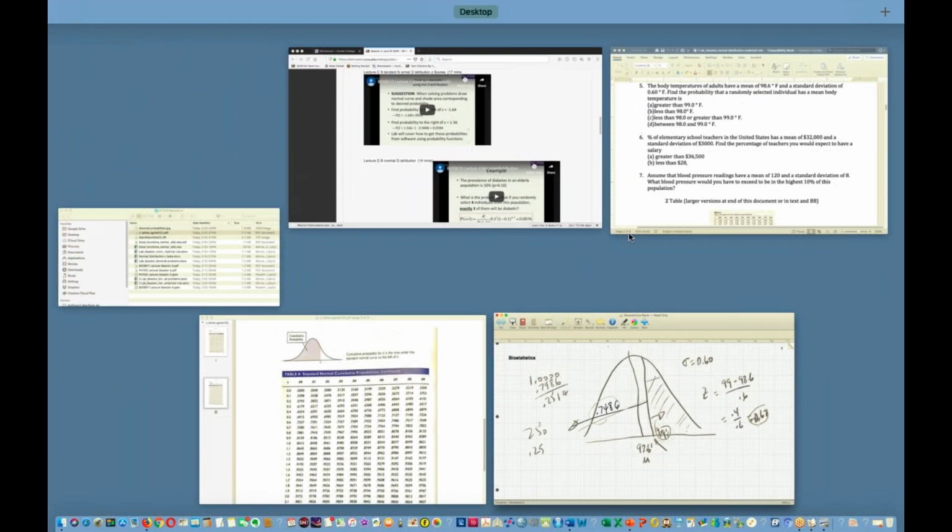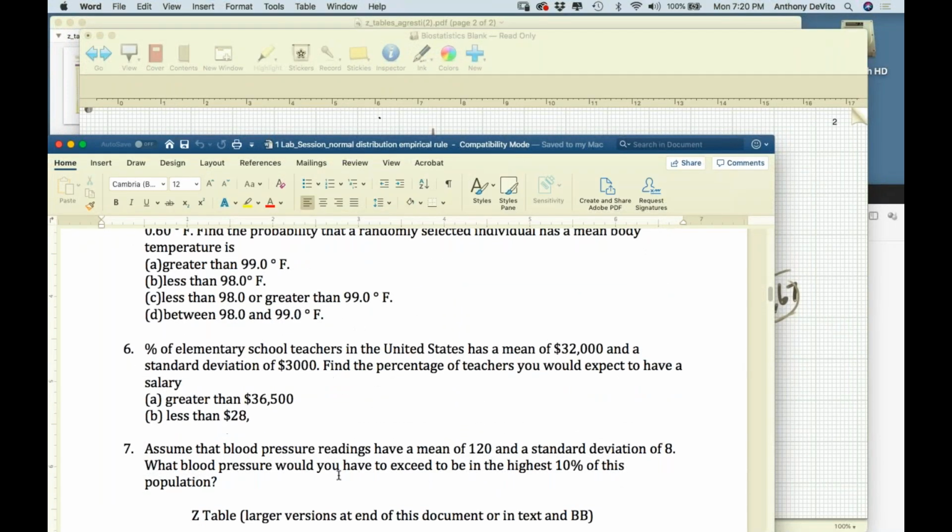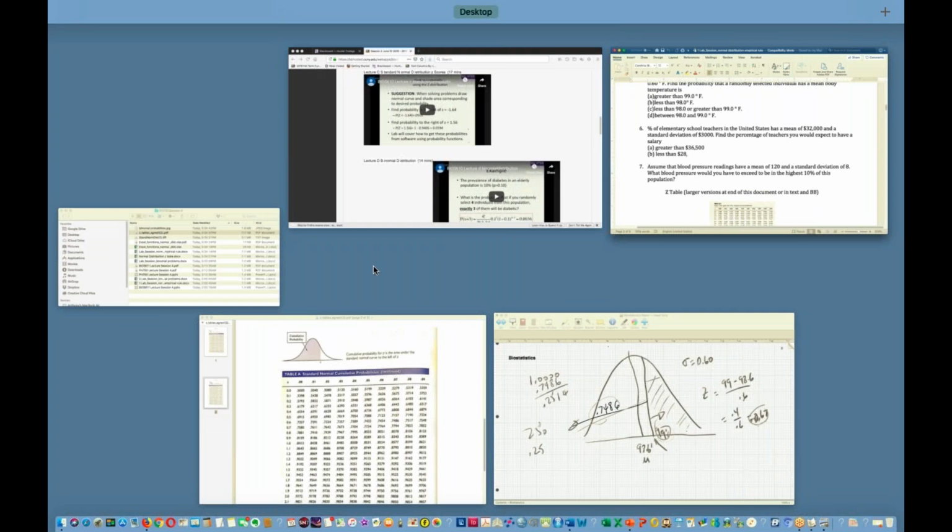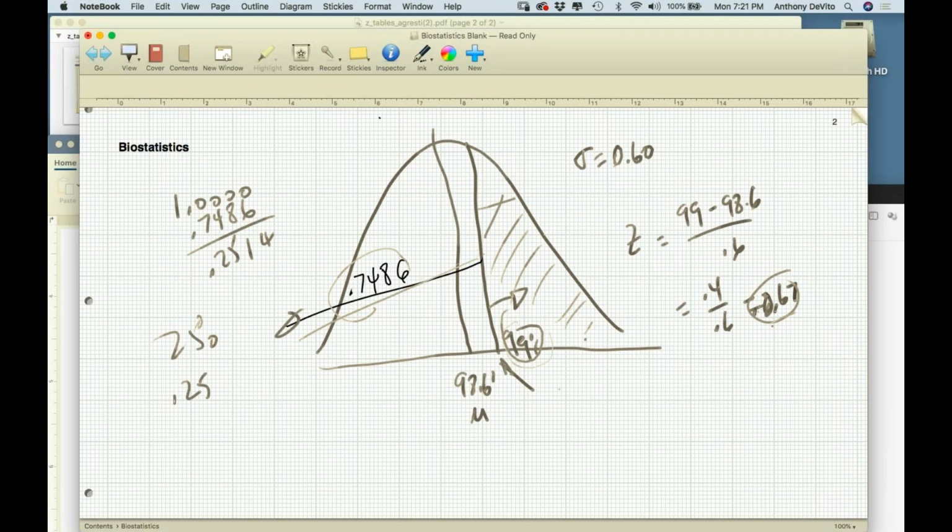I'm going to go back now and do the next problem. Next problem is going to be less than 98 degrees. Okay, so let's go back here. What about less than 98 degrees? Okay, so 98 degrees is going to be here, right? And what is the z-score for 98 degrees?